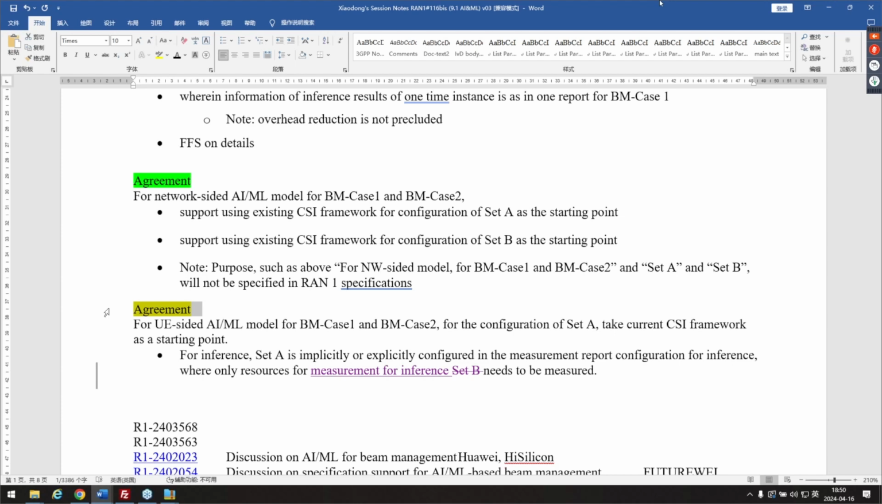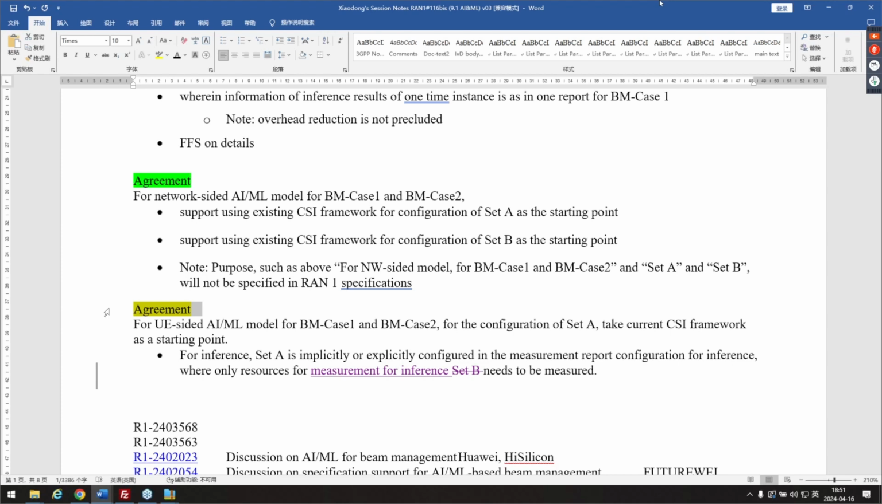Yeah, generally okay with the direction. Two comments. The first main bullet, it's unclear what exactly the purpose is. So there is configuration of set A. We take the current CSI framework as a starting point, but that part is not fully defined for inference to my reading. If somebody interprets this as for monitoring, it seems that's still valid. Training, it's valid. So that's not clarified, at least. Only the inference part is clarified.